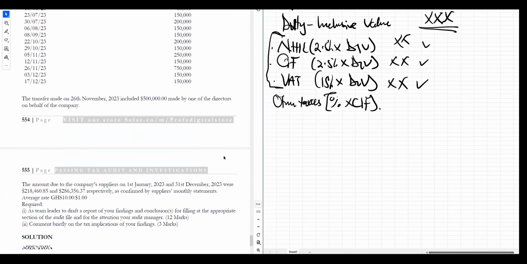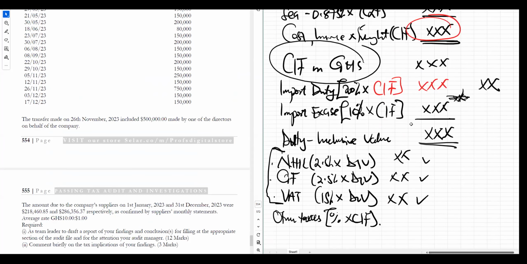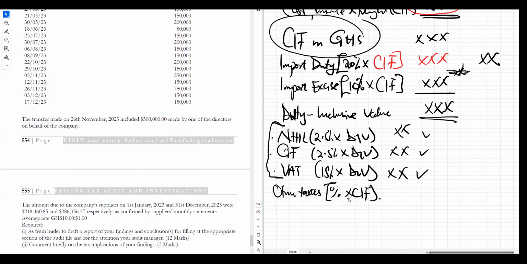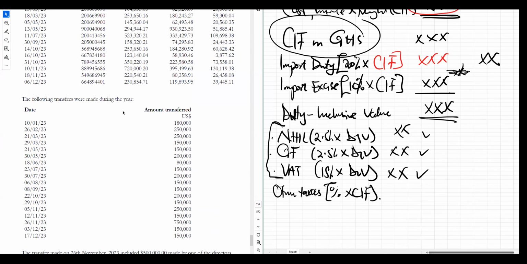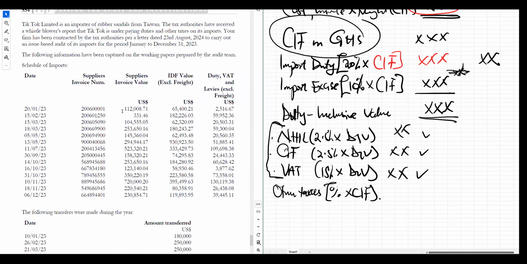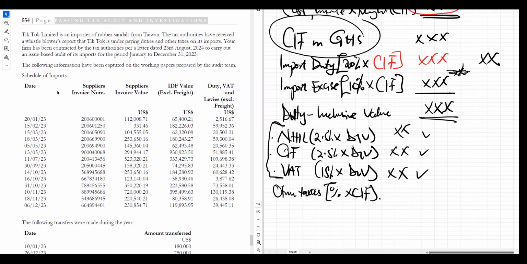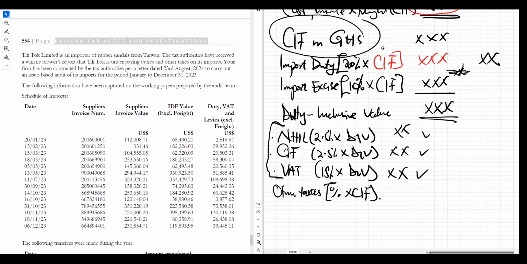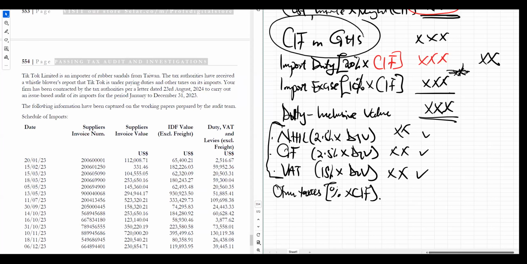Please, the last thing you wrote, other taxes, percentage of CIF? I said other taxes. Anytime the question gives you other taxes, you just take a percentage of CIF. Let's say they said ECOWAS levy 0.5%, you just do 0.5% of the CIF. Exim Bank levy 0.5%, 0.5% of the CIF. Special levy 1%, you just do 1% of CIF. Then that becomes the total taxes.